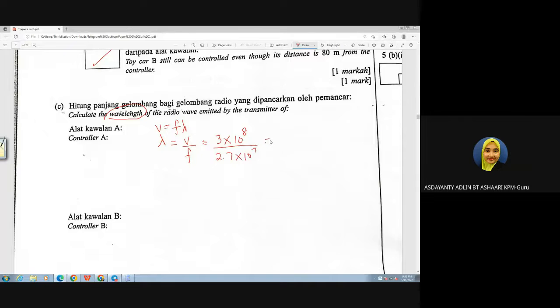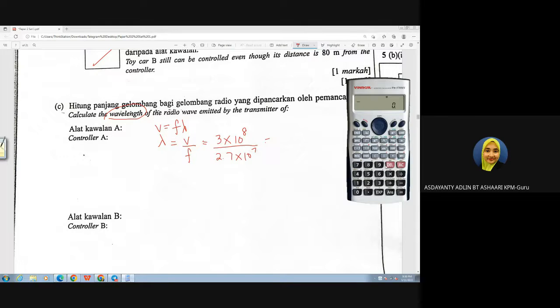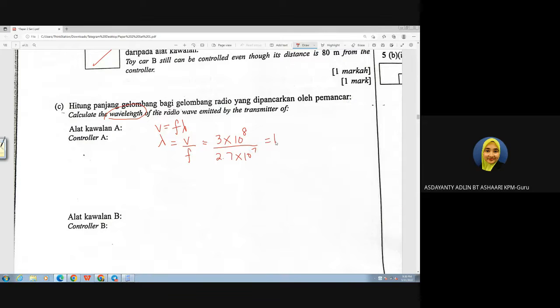Okay, next is calculator. What is the answer? 3 times 10 power of 8, divided by 2.7 times 10 power of 7. Okay, so 11.11. Got the same, right? Okay, don't forget the unit, meter.